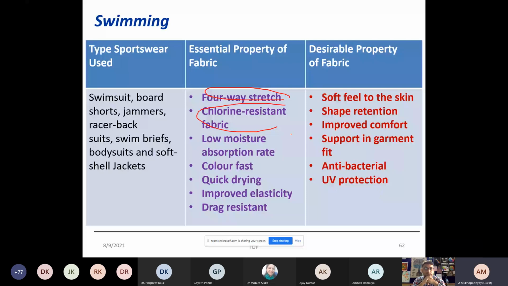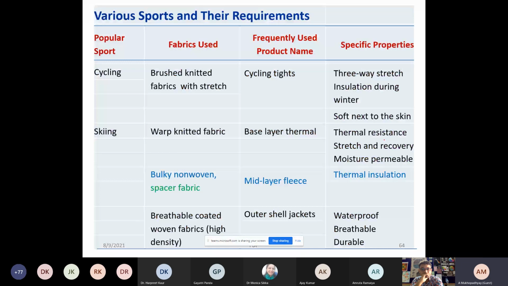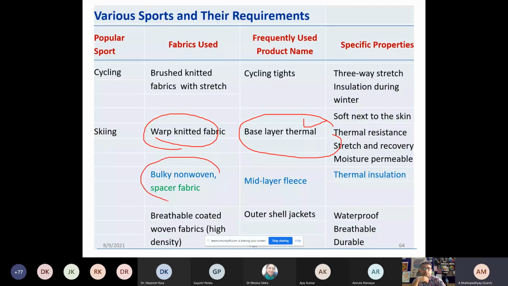If you look at the football wear, moisture management is very important. High tenacity is also important. Desirable properties are there. So if you look at the various sports activity, you can see the warp knitted fabric is used for base layer thermal. For mid layer fleece, you can use the special fabric or bulky non-woven.